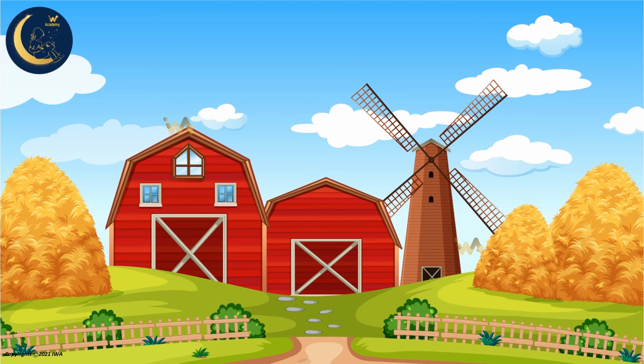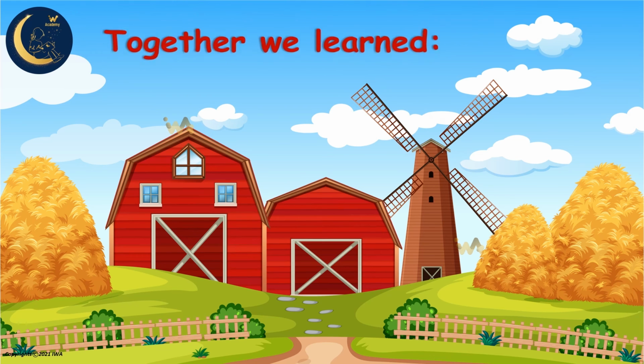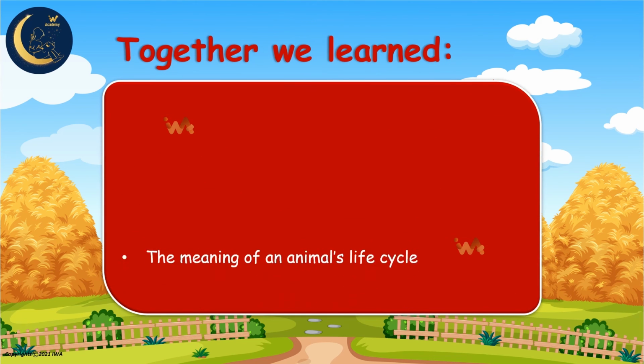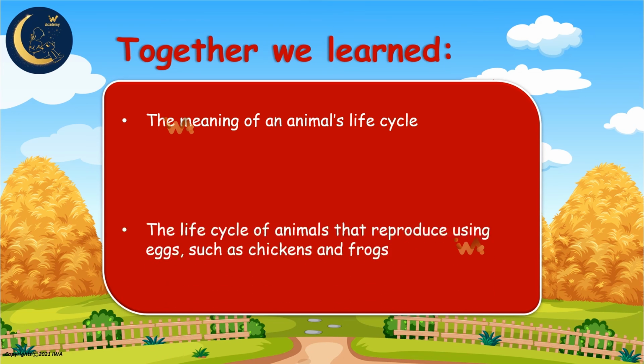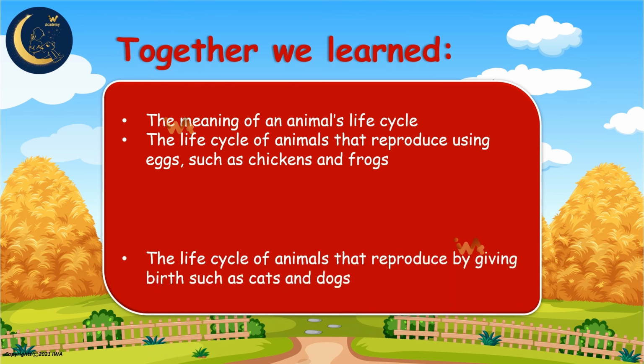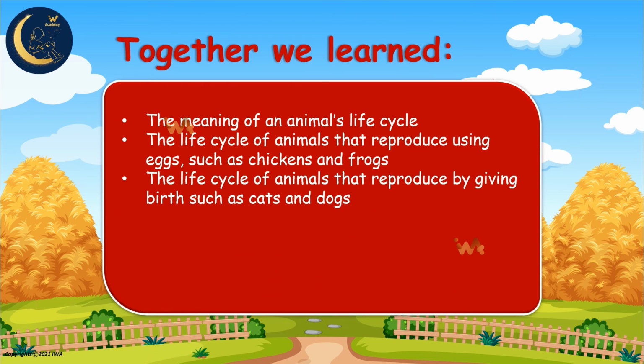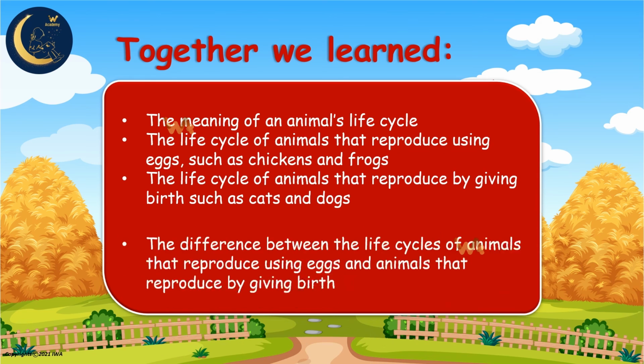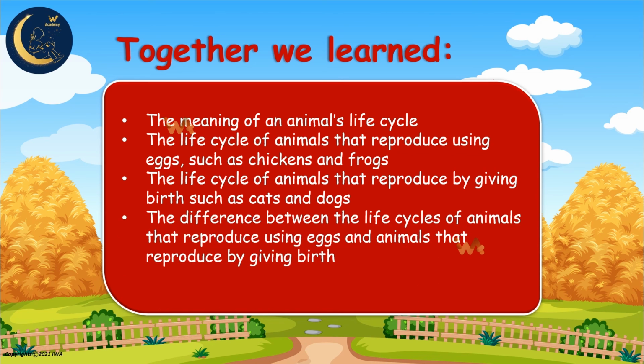And now, my friends, we have learned a lot together. We learned the meaning of an animal's life cycle and the life cycle of animals that reproduce using eggs, such as chickens and frogs. We also learned the life cycle of animals that reproduce by giving birth, such as cats and dogs, and also the difference between the life cycles of animals that reproduce using eggs and animals that reproduce by giving birth. And we also learned the names of some of the offspring of animals.